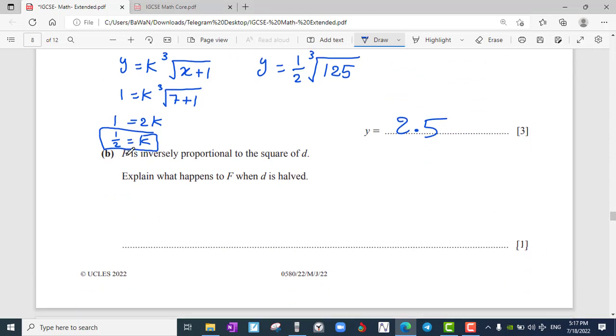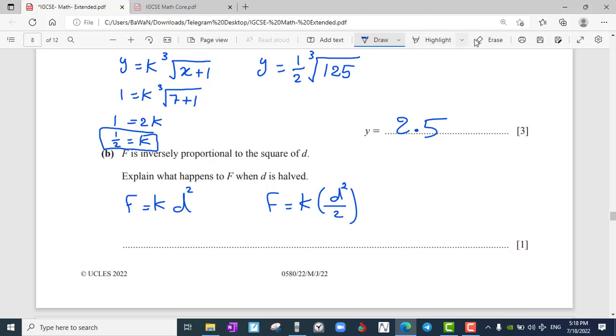Easy 3 marks. F is inversely proportional to the square of D. So F is equal to k over d squared. Explain what happens to F when D is halved. Okay. F is still proportional to D squared, so F is equal to k. Half of D is D over 2.